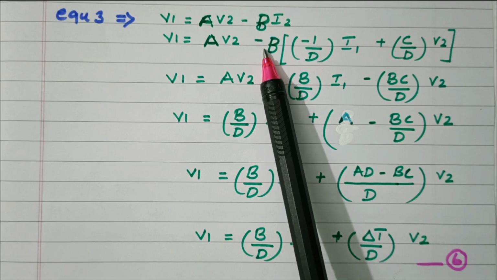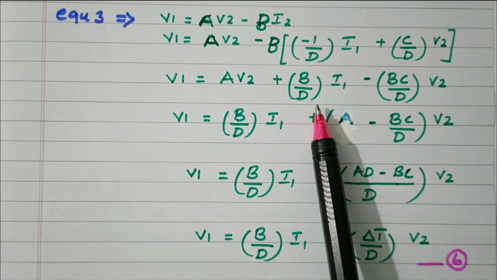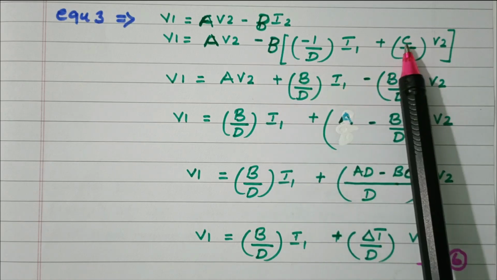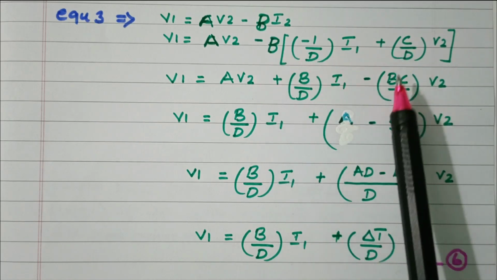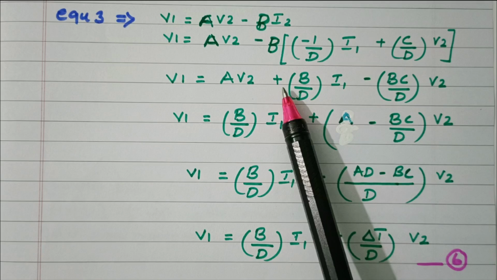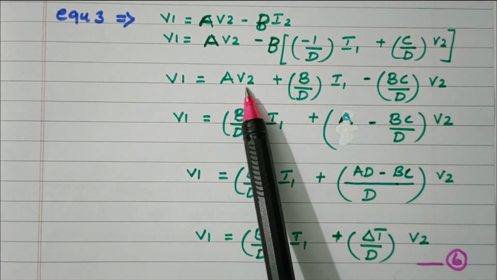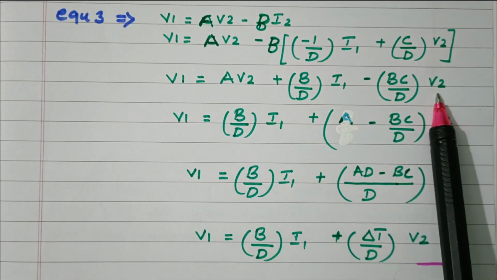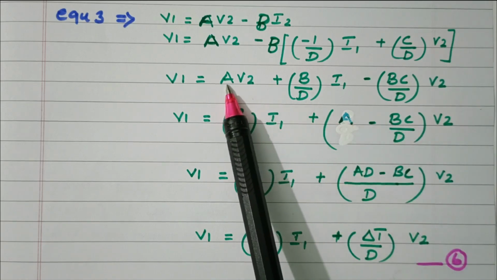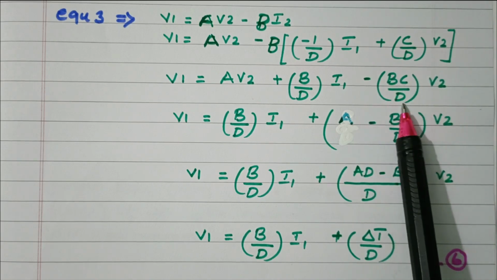Now multiply this minus B inside. Already a minus is there, and here also one minus. So B by D I1, minus times minus gives plus. Already C by D is there, you have to multiply it with B. So BC divided by D into V2, right? Now minus B is multiplied. So the first term V2 is available and the third term also has V2. So we can take V2 commonly from the first and third terms. In the first term we have A, and in the third term we have minus BC divided by D.